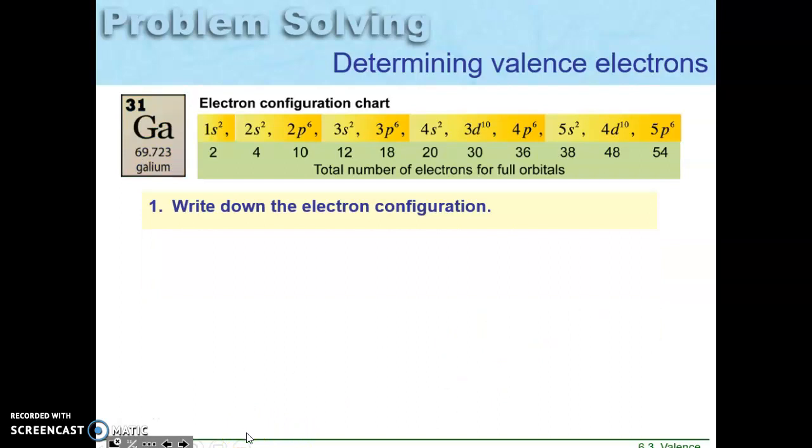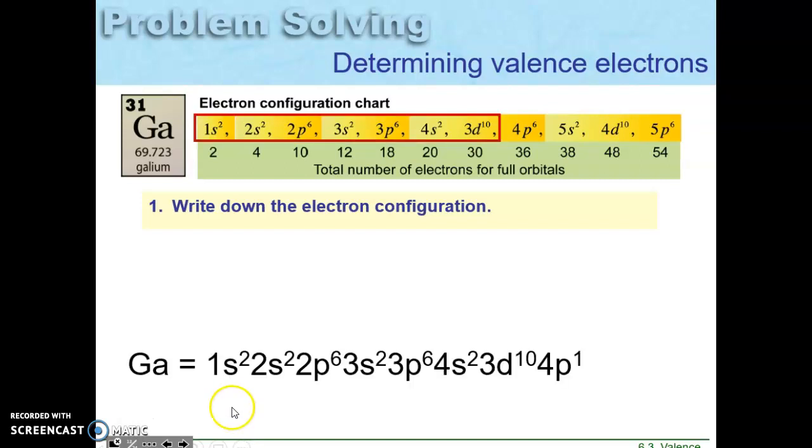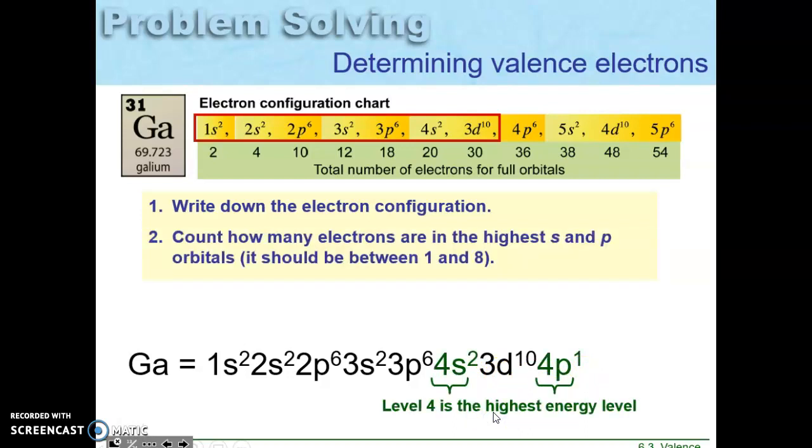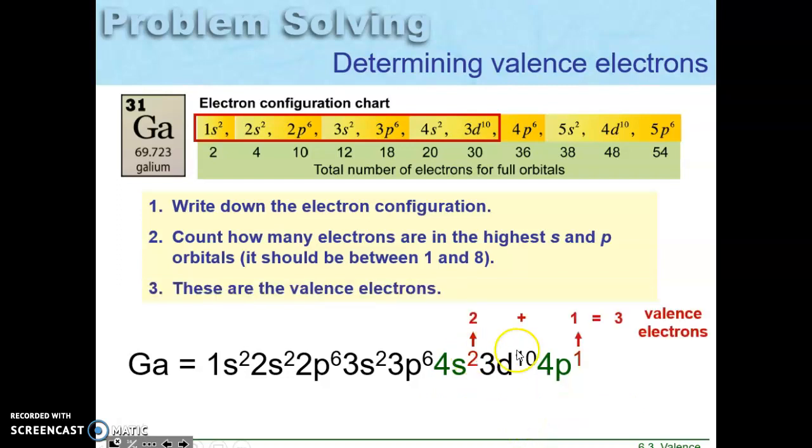Okay, please write down the electron configuration for gallium. If you did 1s2, 2s2, 2p6, 3s2, 3p6, 4s2, 3d10, and 4p1, you would be correct. And then we look at our highest S and P orbitals, which is 4. 4s2 plus 1 in 4p. 2 plus 1 is 3. Gallium has 3 valence electrons. And indeed, it is in group 13, which we know does have 3 valence electrons. So you want to circle 4s and 4p, and then write down that they have 3 valence electrons.